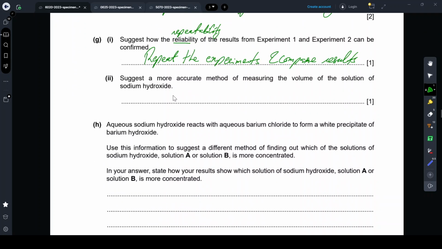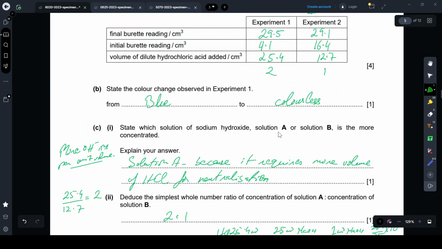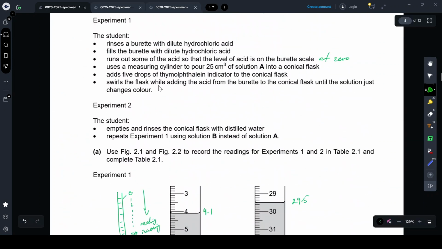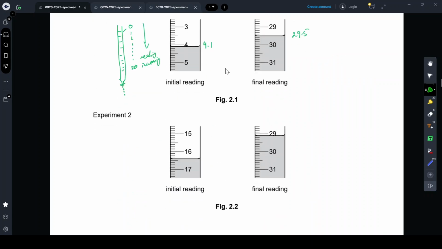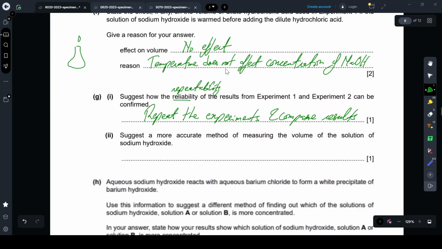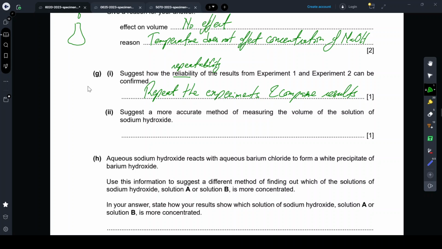Suggest a more accurate method of measuring the volume of the solution of sodium hydroxide. So what were you using right now? You were using a measuring cylinder. How can you be even more accurate? Burette. No, burette is for the acid. Pipette. I don't know if I'm pronouncing it right. Yes, pipette. Right, in this case, you could use a burette. They have given that in the mark scheme.